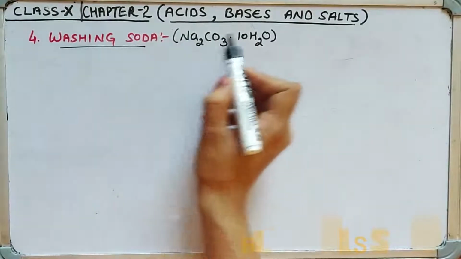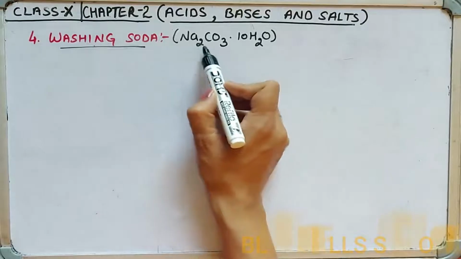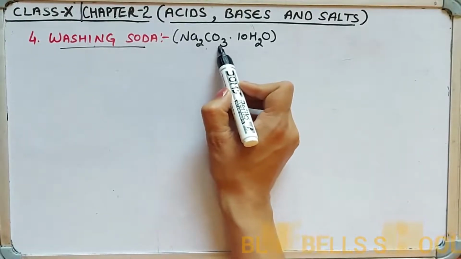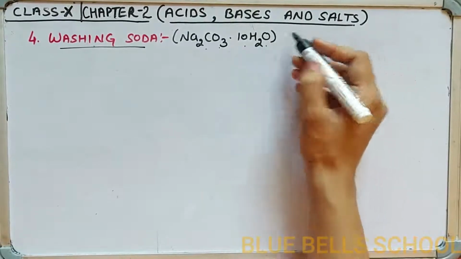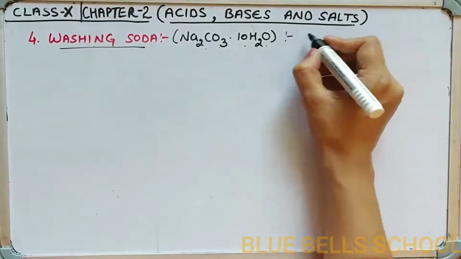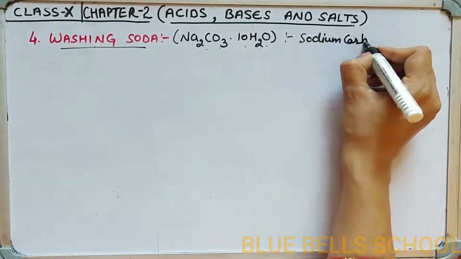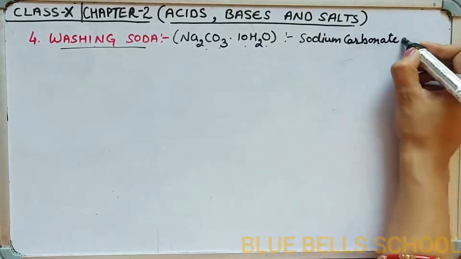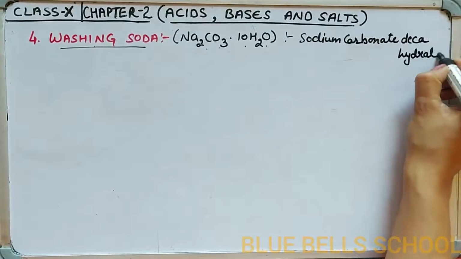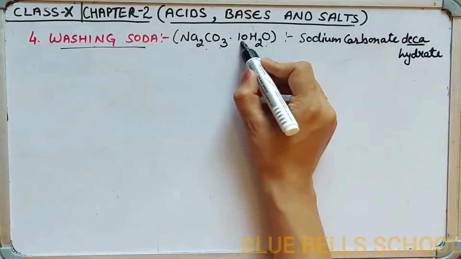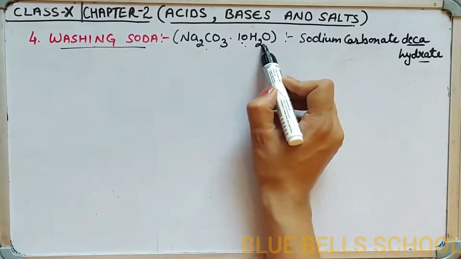Fourth salt of this chapter is washing soda. Common name is washing soda. Chemical formula is Na2CO3 with 10 molecules of water. Its chemical name is sodium carbonate decahydrate. Deca means 10 molecules of water. Hydrate means water.